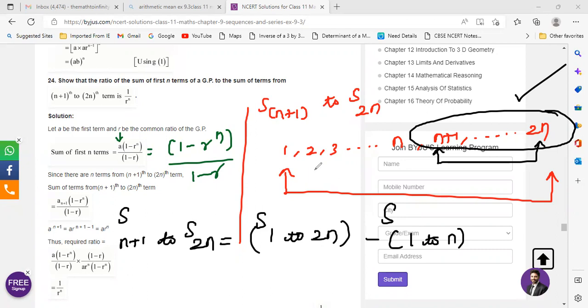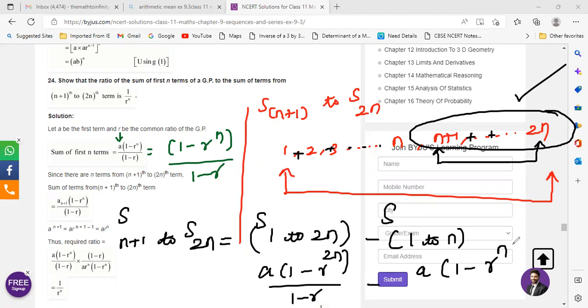So this is also the sum of the series, like you would be having plus in between. That is the only difference. So you know what the sum of the series from 1 to 2n means. What is the formula? The formula is a into 1 minus r power 2n upon 1 minus r. Minus 1 to n means it's a into 1 minus r power n, because n is the last element, upon 1 minus r.